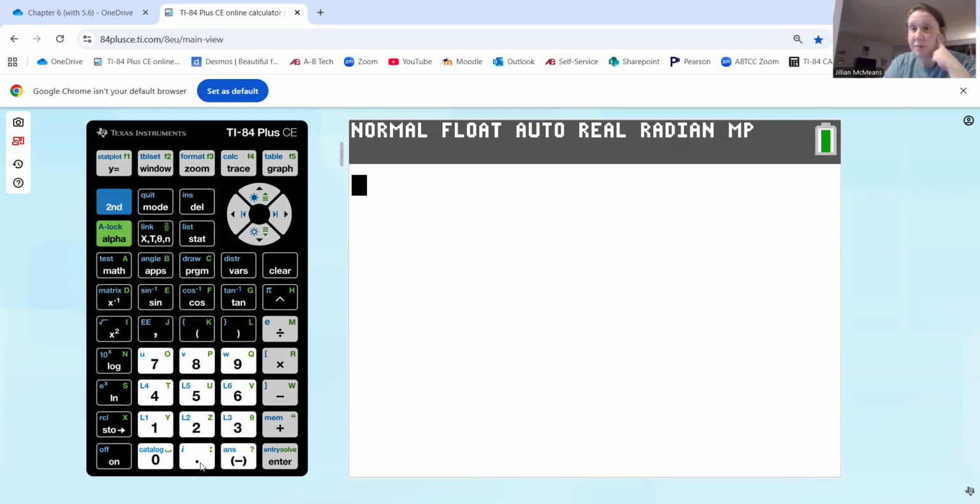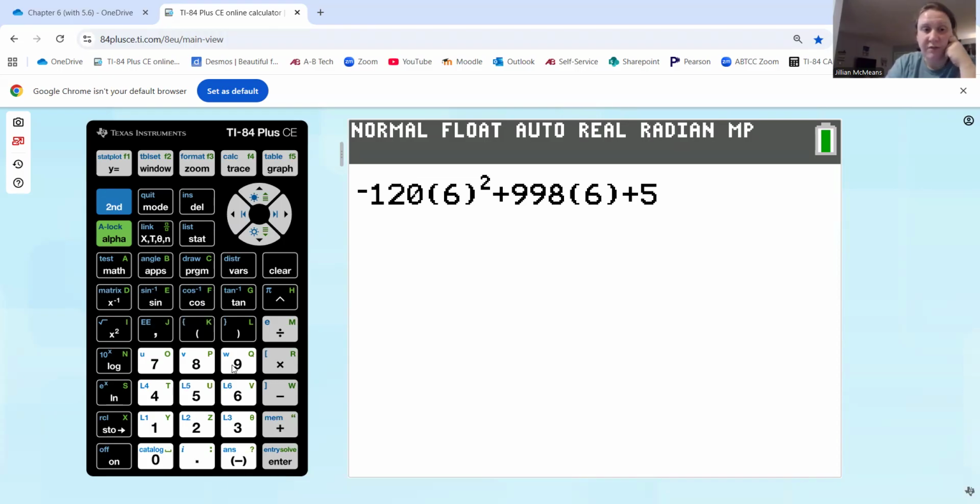If you go to the very bottom row of buttons beside enter, you have little parentheses with a minus in it. That's your negative. So we want to type in negative 120 and then times 6 squared. Remember, it was negative 120x squared, but our age group is 6. And then we want to go plus 998 times 6. Notice I'm not hitting multiply. I'm just using parentheses. The parentheses can act as multiplication here. And then finally, plus 590.